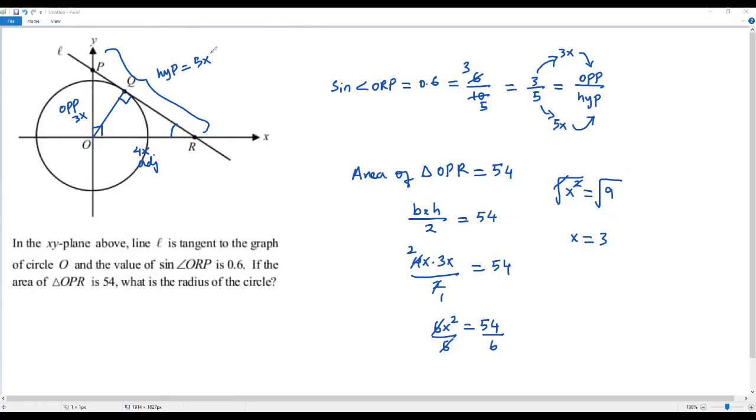Now let me plug in x equals 3 into this 5x, then I'll be getting the length of the hypotenuse of this right triangle OPR. So 5 times 3 is 15. So 15 is the length of the hypotenuse of this triangle, PR.